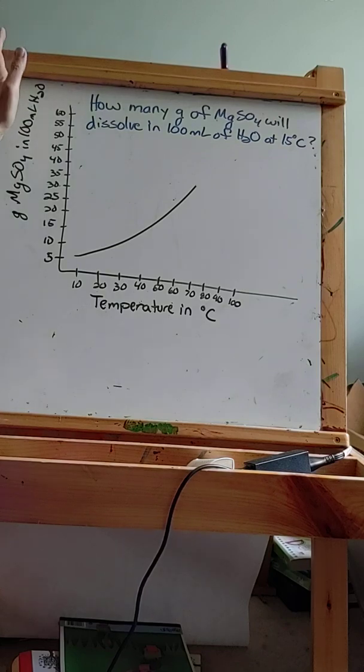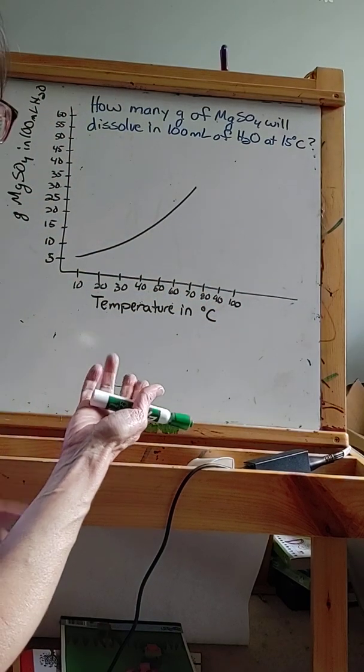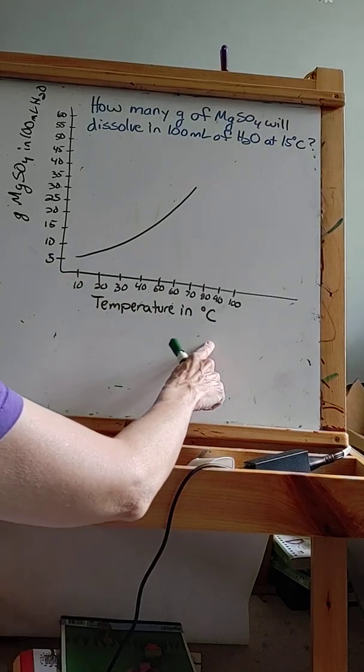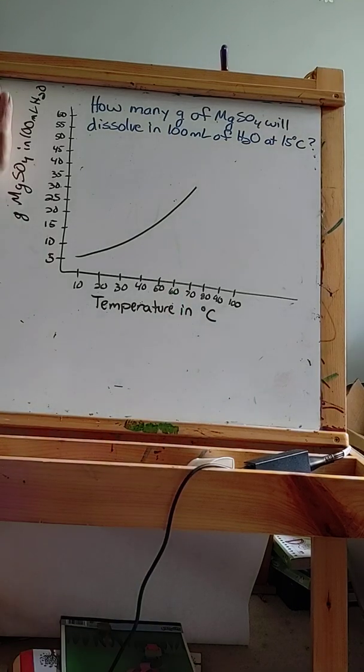So in this video I'm going to show you guys how to read and how to use a solubility curve. When you are looking at a solubility curve graph, it's going to look something similar to this. You're going to have temperature across the bottom on your x-axis. That's almost always going to be in degrees Celsius. And then you're going to have grams of the solute over here on the left-hand side on the y-axis. So that's going to be measuring grams.